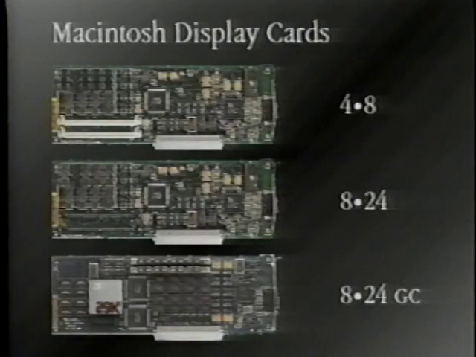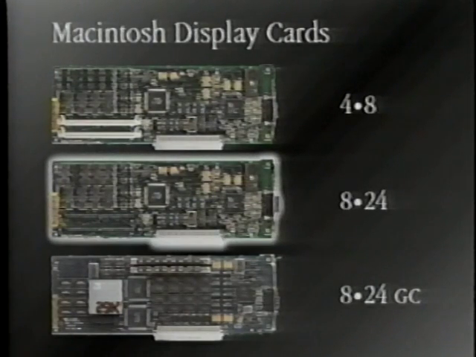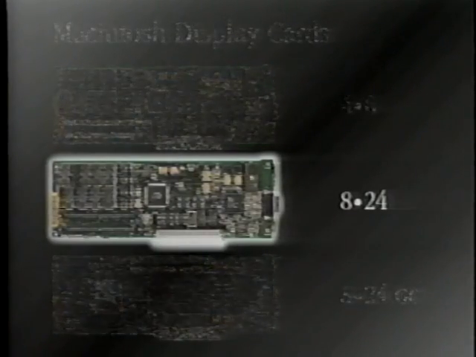Today we're introducing three new display cards for the Macintosh, the 48, 824, and 824 GC cards. The first card that we'll show you is the 824 card. This is a true color video card.